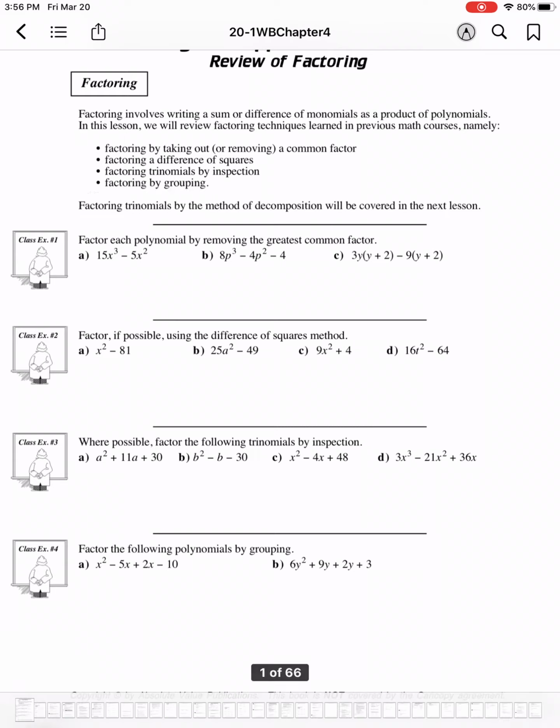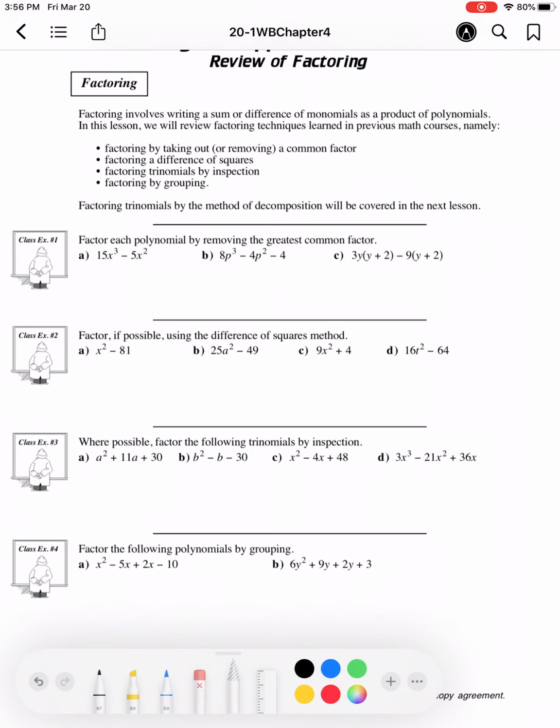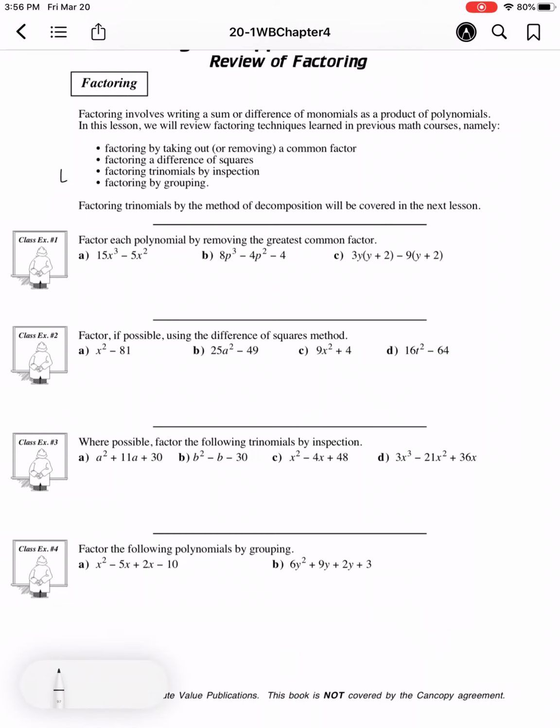That's for when we have 4 terms, right? So it's when we have 4 terms that we use factoring by grouping. We're going to need that skill for the next lesson, which will be factoring by decomposition. Remember again, we have to make sure that we know all of our little words: inspection, difference of squares, common factor, everything like that. Okay, so I'll try to write as neat as I can.